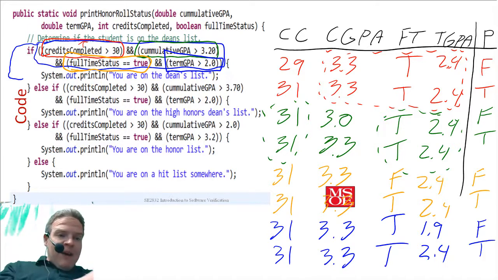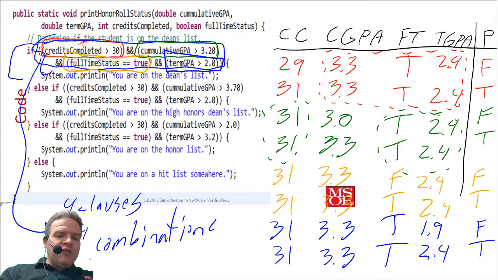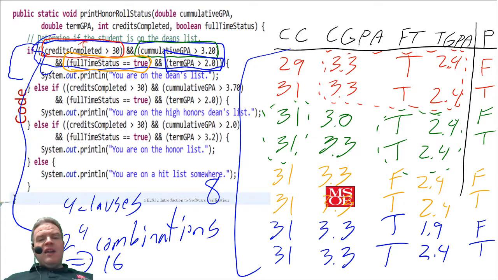Now, if you think about it, I have 4 clauses. If I was doing combinatorial testing, I would have 2 to the 4 combinations, which in this particular case would be 16. But I'm able to do this with only 8 by using this major and minor clause concept.